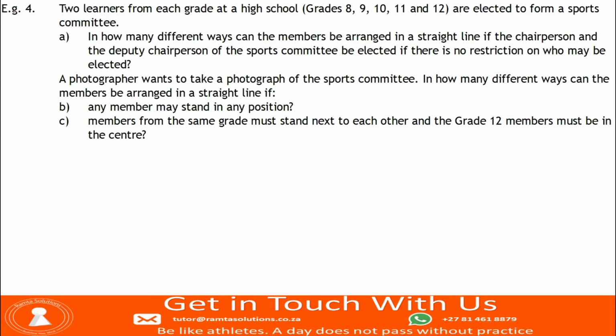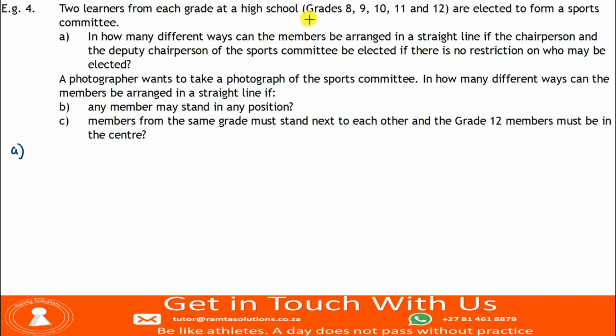Now, let's see. 2 learners from each grade at a high school, that is grade 8, 9, 10, 11, 12, are elected to form a sports committee. In how many ways can the members be arranged in a straight line if the chairperson and the deputy chairperson of the sports committee be elected if there is no restriction on who may be elected? So for this one, it's easy.